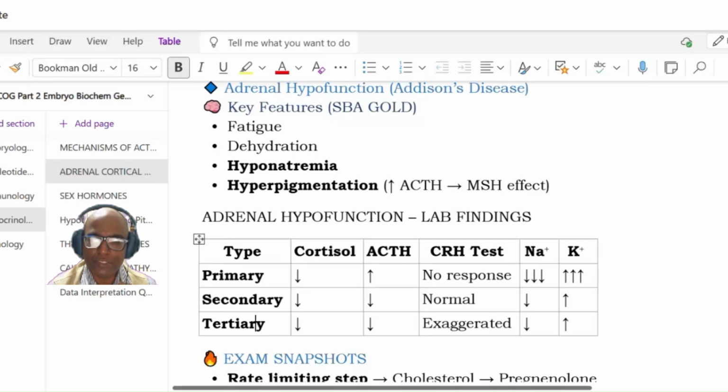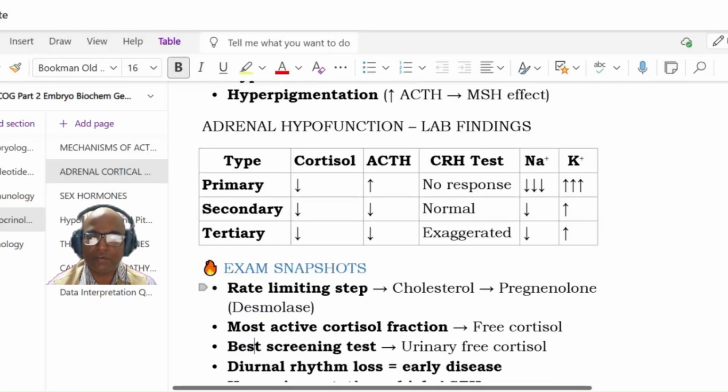If it is because of the pituitary, the cortisol will be reduced, ACTH will also be reduced. But if you do the CRH test, the response will be normal. The sodium will be reduced and the potassium will increase. While if it is tertiary, that is, the hypothalamus is at fault, the cortisol level will be low, ACTH levels will also be low, and there will be an exaggerated response to CRH. Sodium will be reduced and potassium will be increased.